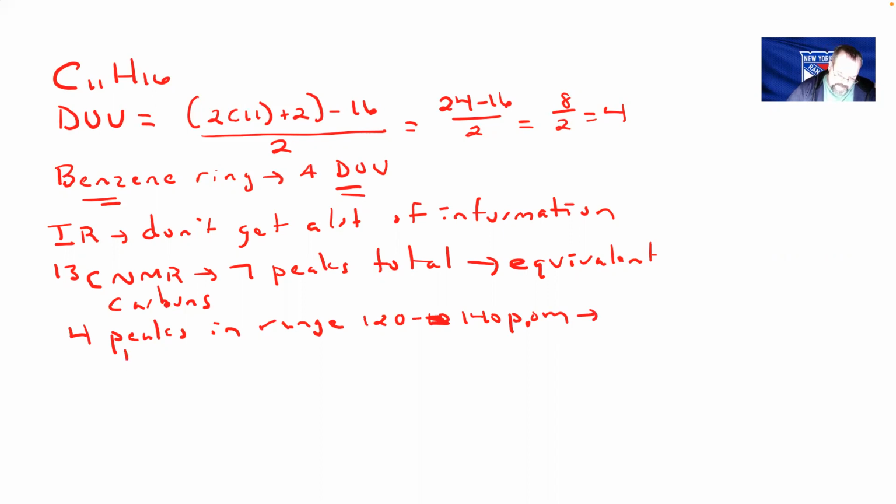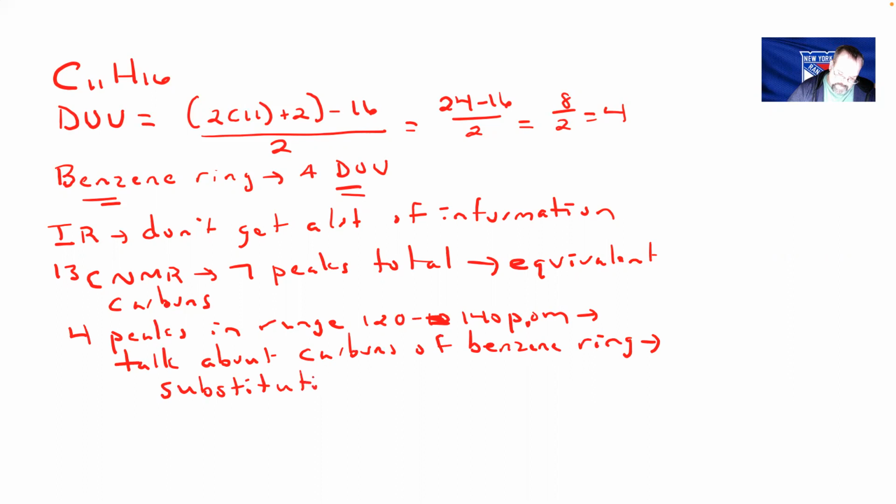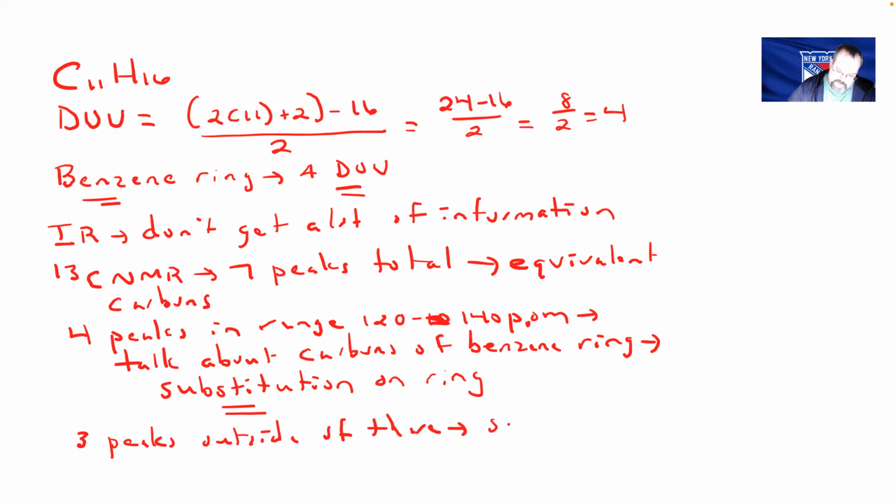Well, essentially, they talk about the carbons of the benzene ring. And one of the things that we'll look at with this is the substitution on the benzene ring. Are we talking about a monosubstituted benzene, or one of the disubstituted benzenes, like ortho-disubstituted, meta-disubstituted, or para-disubstituted? Those 4 peaks talk about the carbons of the benzene ring. And then the 3 peaks outside of there really speak to your sp3 hybridized carbons.